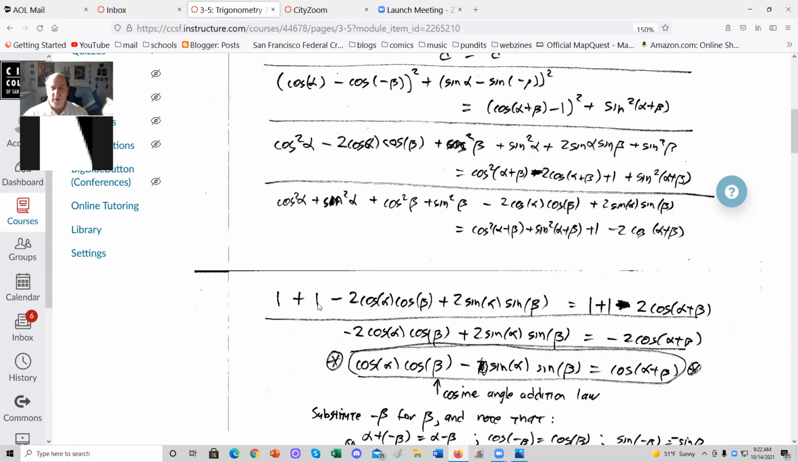So 1 plus 1 minus 2 cos alpha cos beta plus 2 sine alpha sine beta equals 1 plus 1 minus 2 cosine of alpha plus beta. Okay, cancel the 1 plus 1 on both sides. You get minus 2 cos alpha cos beta plus 2 sine alpha sine beta equals minus 2 cosine alpha plus beta. Now, divide by a negative 2, and we get cosine of a sum, alpha plus beta, equals cos alpha cos beta minus sine alpha sine beta.